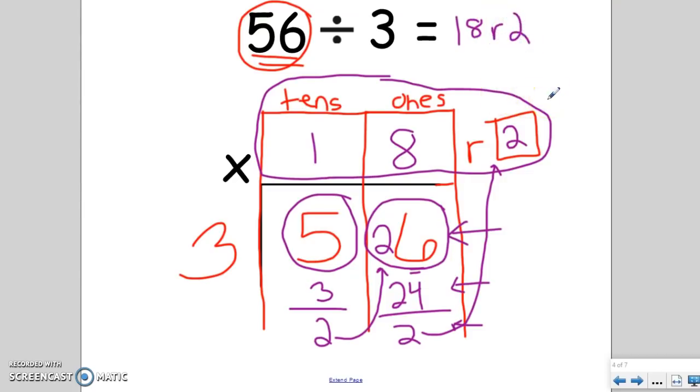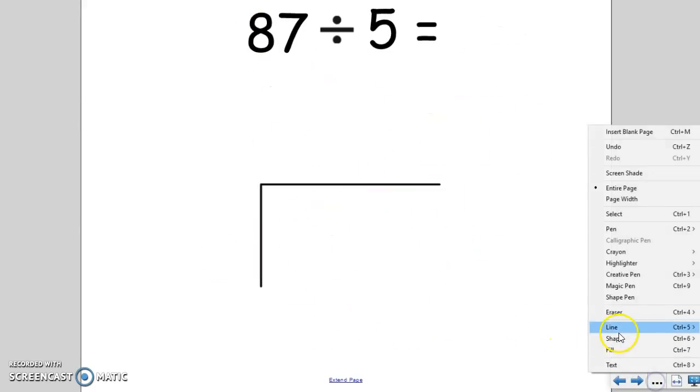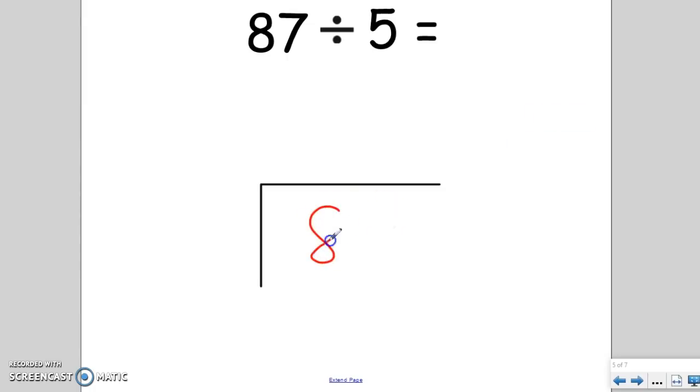I'm going to go through another one, and in this next one I'm going to move a little bit more quickly, but I'm also going to show you how to check your answer when you're done. So here I'm dealing with 87 divided by 5. And I'm going to go ahead and put this in here. Again, I'm going to space out my digits really nicely. I'm not going to clump them together.